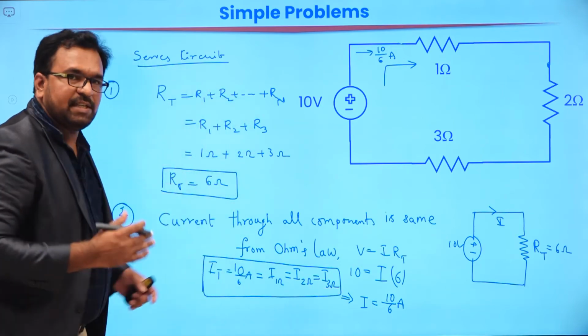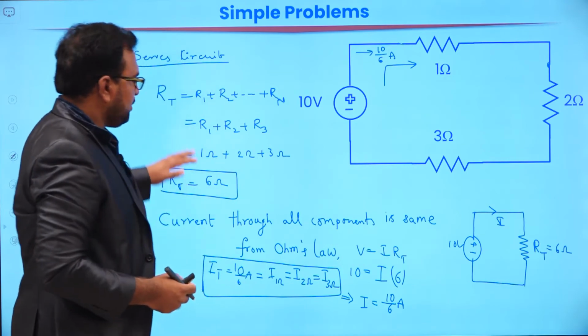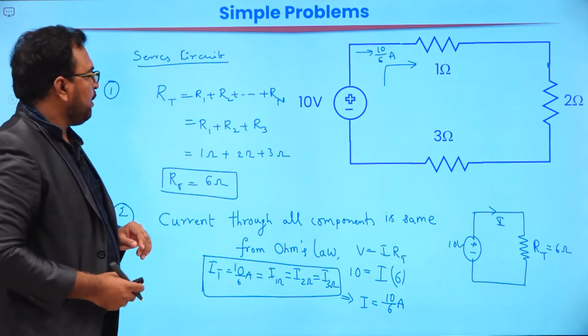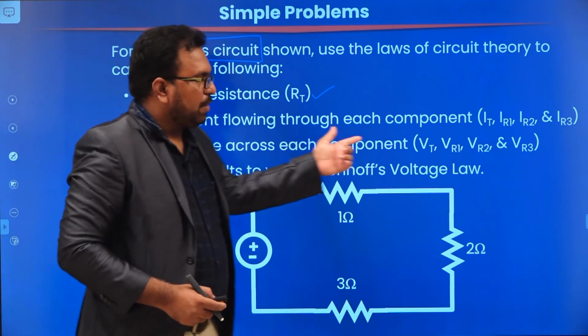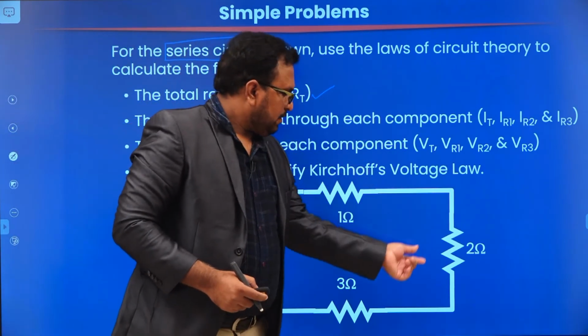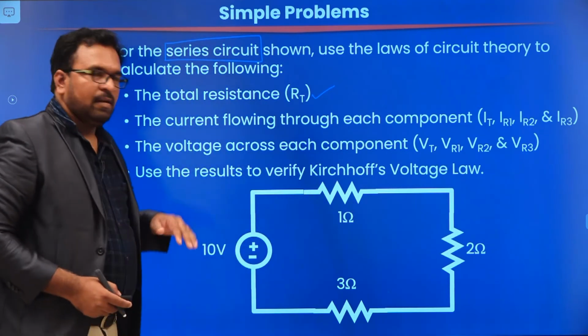Because in case of series circuits, the current remains same. This is the second question. Now what is the third question they asked? The voltage across each component. In case, what is the voltage across each component? That is the third. Let us do this.